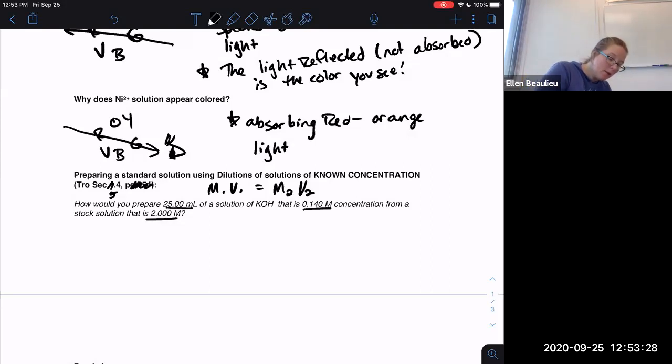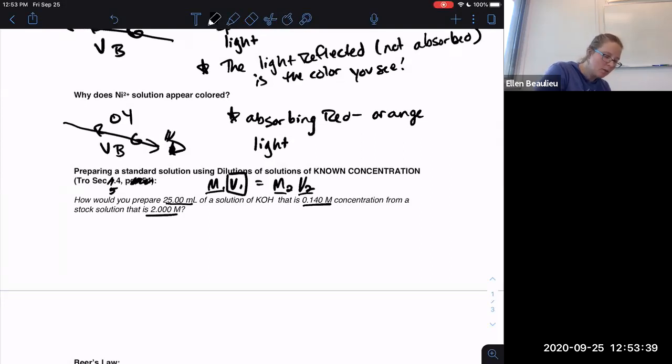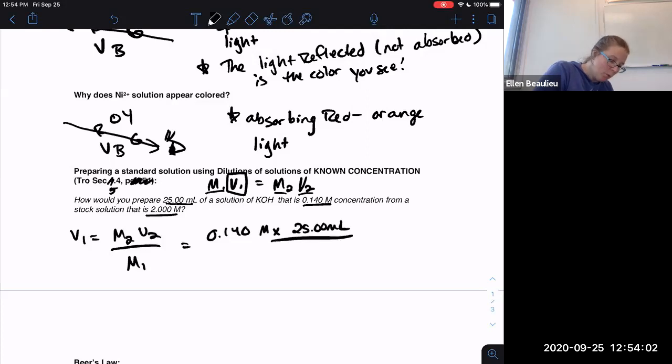So in this case, we know the second molarity. We know we want a 0.140 molar solution. We know how much of it we want, 25 milliliters. And we know the molarity of the original solution. So we can figure out how much of that original solution we want to use. So V1 equals M2 V2 over M1. So we can plug in our values from the problem: 0.140 molar times 25 milliliters divided by 2.00 molar. So molarities are going to cancel.